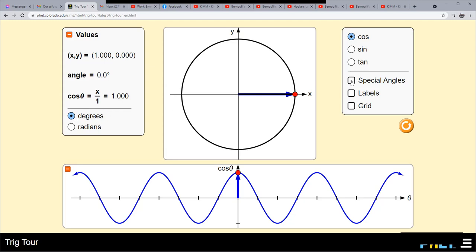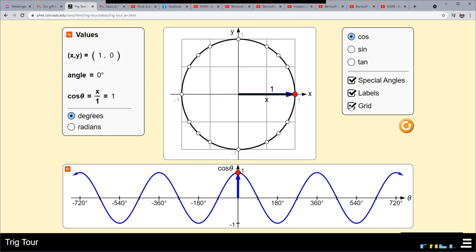So we are going to show the special angles, including the labels and also the grid lines. We are going to simulate here 1 unit for the trigonometric functions, 1 unit for each of the 4 quadrants that we have.